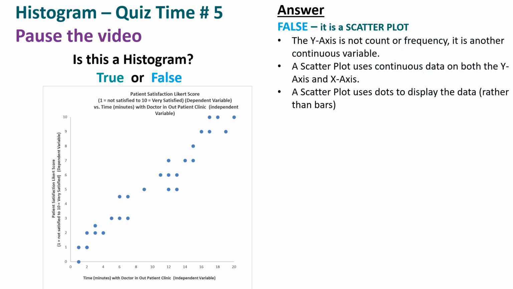And the answer is false. It's actually a scatter plot. So the y-axis is not count or frequency, it's another continuous variable. So a scatter plot uses continuous data on both the y and the x-axis. And a scatter plot uses dots to display the data rather than bars.